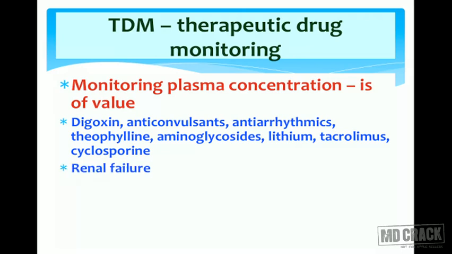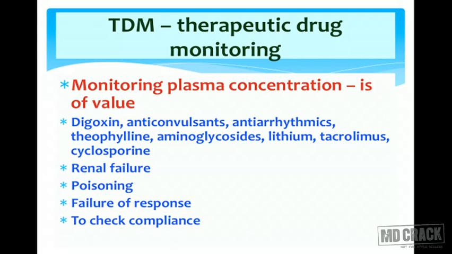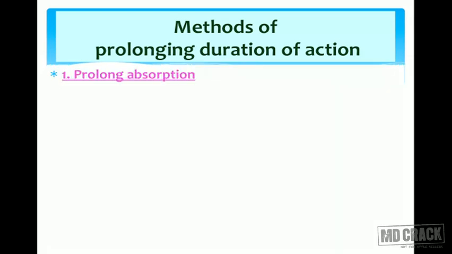Monitoring the drug concentration also becomes important when the patient is suffering from renal failure, from some poisoning, or when you are giving the treatment and you are not seeing an adequate response in the patient. It's good to go to the plasma and check the plasma level of the drug to know if the patient is really consuming the drug and whether the drug is really appearing in the plasma or not. Sometimes the patients don't take treatment. You can also check compliance with the help of therapeutic drug monitoring.